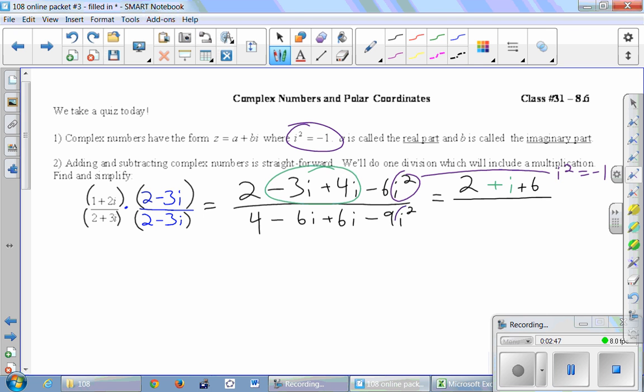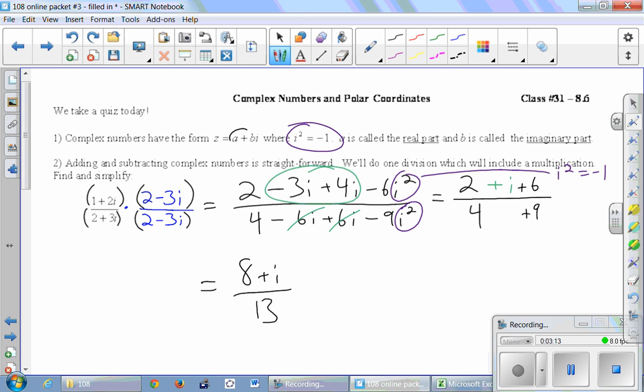Let's do the same thing for this guy. Again, i squared is -1, so minus 9i squared turns into a plus 9 there at the end. The inner and outer terms, minus 6i plus 6i, cancel. And the whole thing just becomes a 4 plus the 9 on the bottom. Equals, let's combine terms upstairs, 8 plus i divided by 13. So that answer is fine.